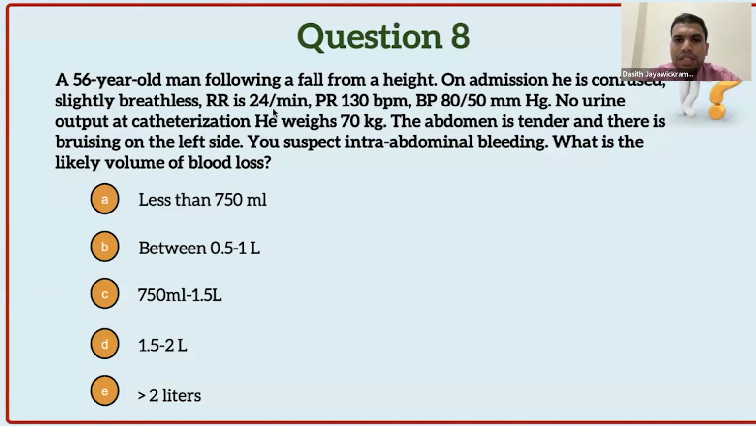Our calculation gives 1.9 liters, and for a 70 kg patient, the answer is D, 1.5 to 2 liters. Yes, that is true. D is correct, not E. I also actually thought E, but for a 70 kg patient, if you calculate it correctly, it's D, 1.5 to 2 liters. Did you understand?